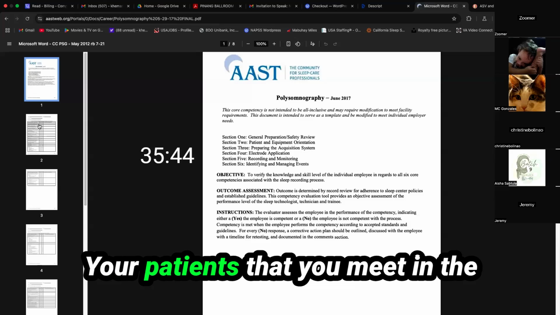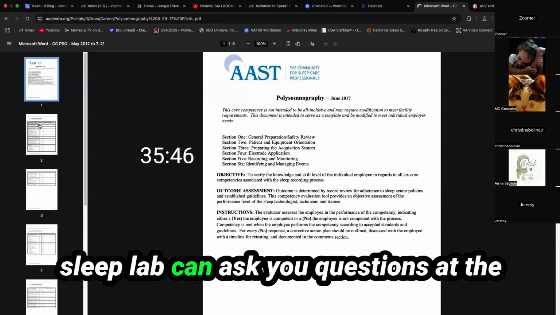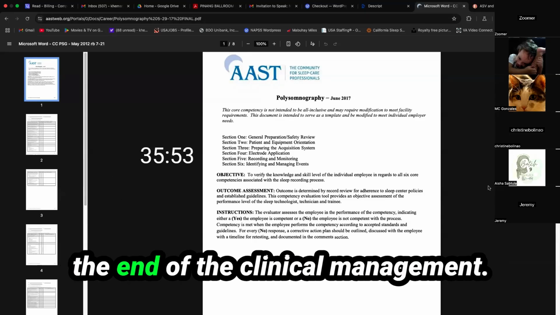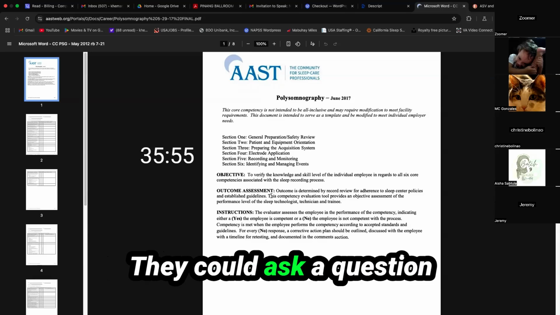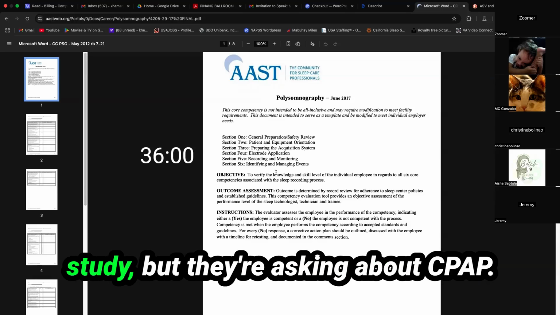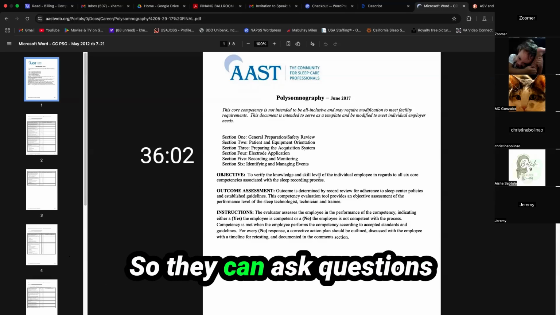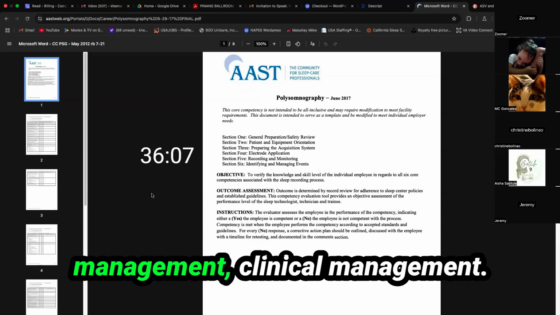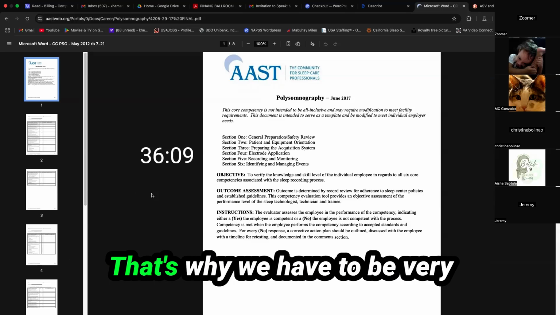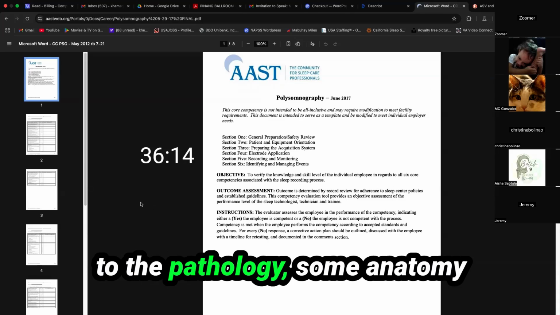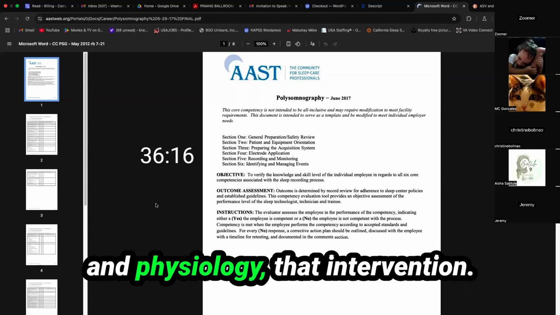Why? Your patients that you meet in the sleep lab can ask you questions at the beginning of their journey in sleep, or they could have questions towards the end of the clinical management. They could ask a question in the middle part. What about CPAP? We haven't even done an overnight study, but they're asking about CPAP. So they can ask questions in any part of their sleep management, clinical management. That's why we have to be very knowledgeable when it comes to the pathology, some anatomy and physiology, then intervention.